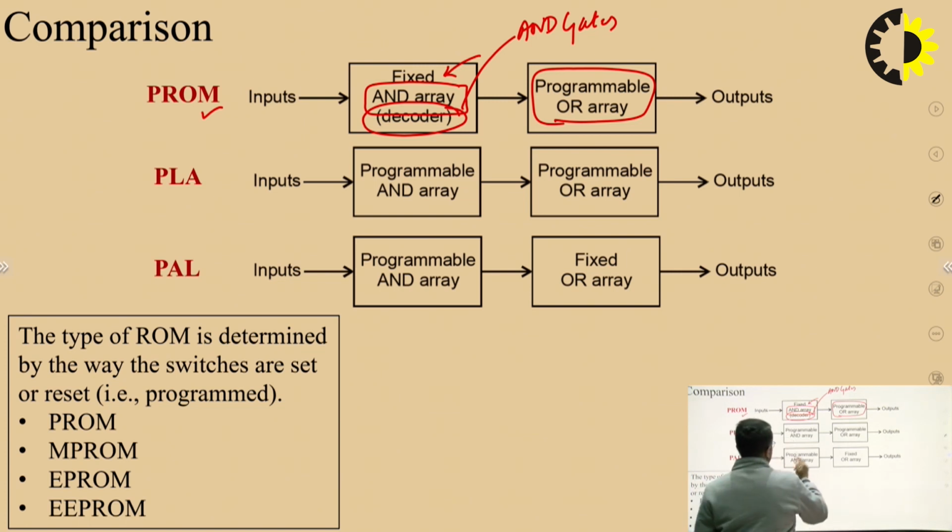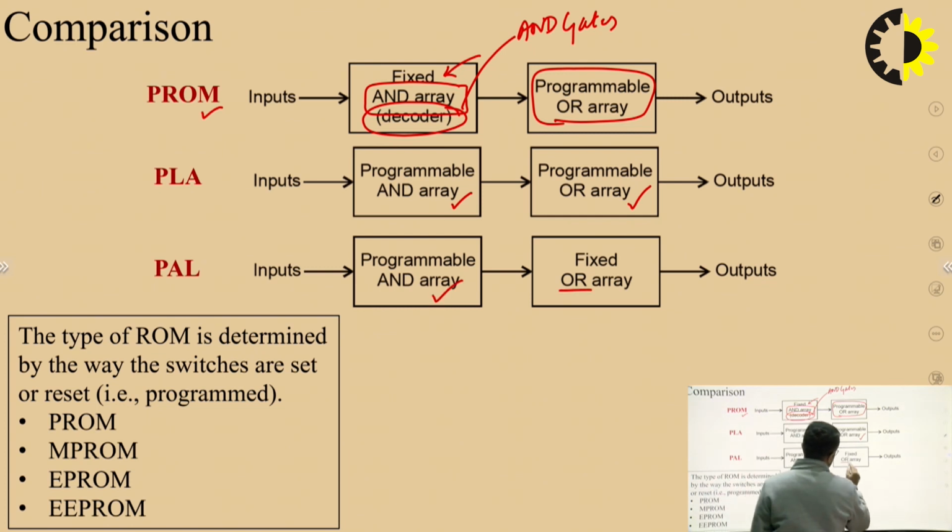And then coming to PLA. PLA offers both a programmable AND array and a programmable OR array. And in case of PAL, the AND array is programmable and the OR part is fixed. So this is the basic difference between the three programmable logic devices, ROM, PLA, and PAL.